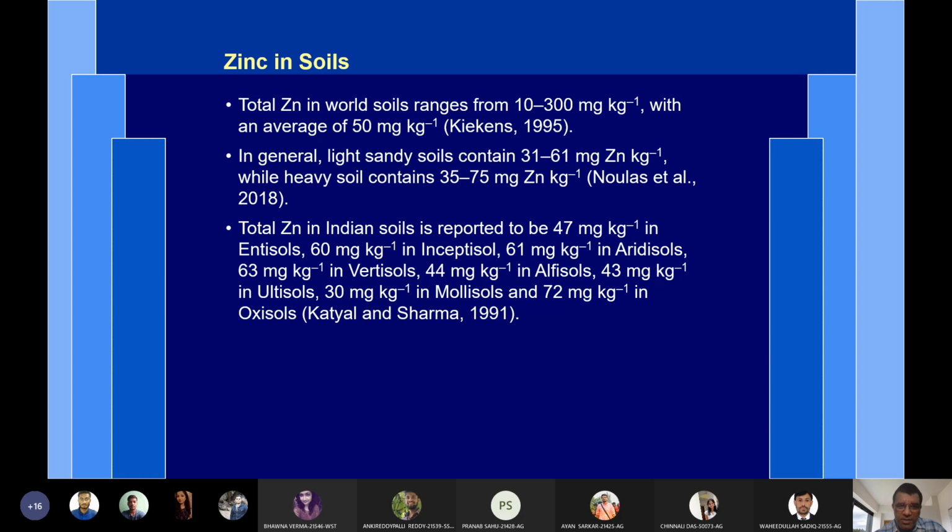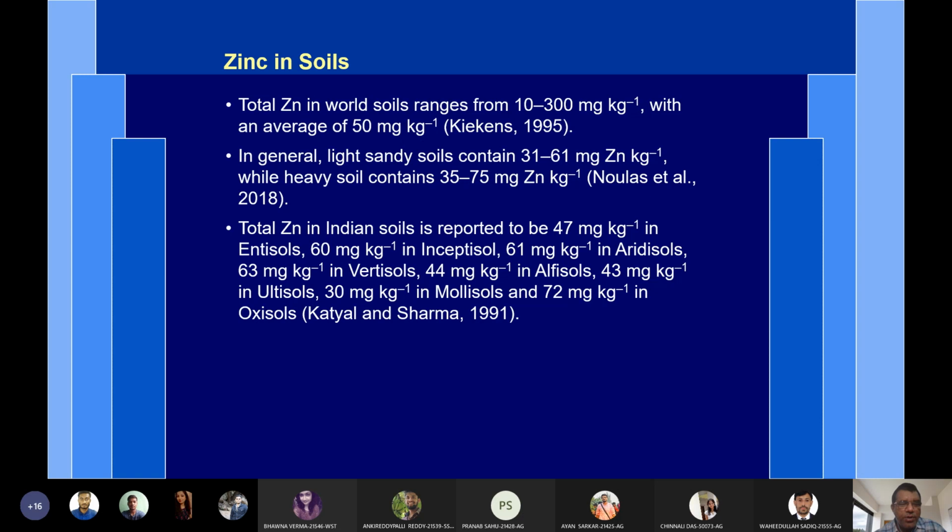Now you see zinc in soils, the behavior of zinc in soil. Total zinc in world soils ranges between 10 to 300 milligram per kg with an average of 50 milligram per kg. So you can consider that soils contain about 50 milligram per kg zinc. These are the average values of zinc. In general, light sandy soils may contain 31 to 61 milligram zinc per kg, while heavy soils contain 35 to 75 ppm zinc.